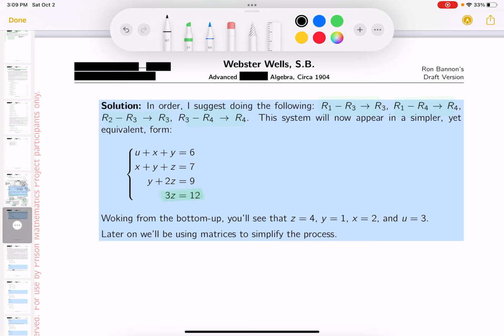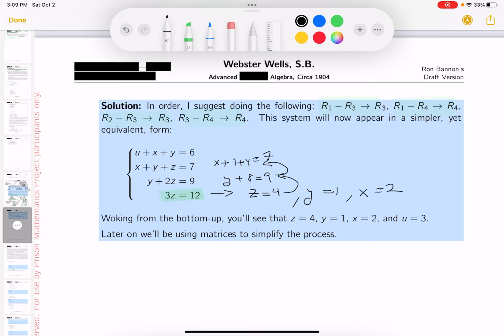And let me tell you how I back out of it after doing that. This would be Z is 4. Then I would take this and plug it into the row above it. What do you get? Y plus, well, if Z is 4, I'd get 8 equals 9. So now I know Y is 1. Then I'd go back up here. What would I get? X plus, well, Y is 1, and Z is 4. And what do you get over there? That equals 7. Let's see, that means X equals 2, right?